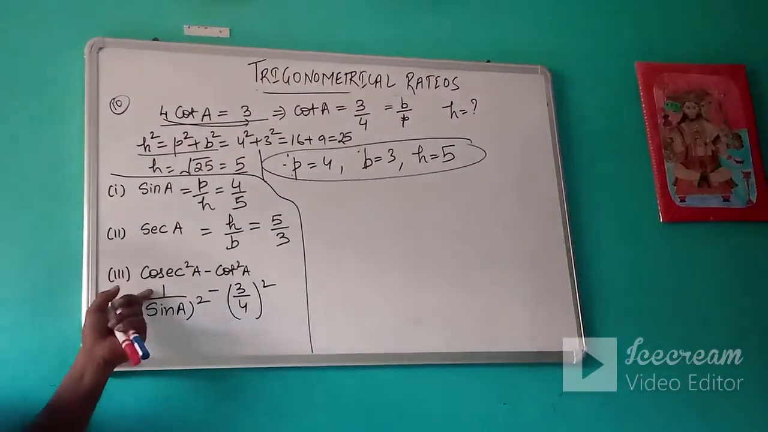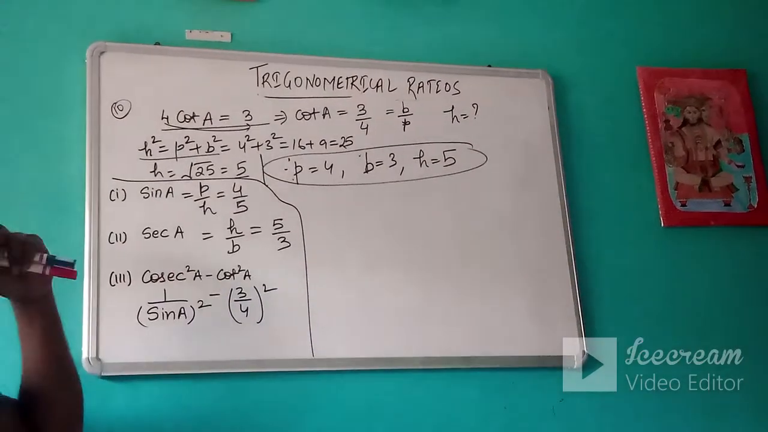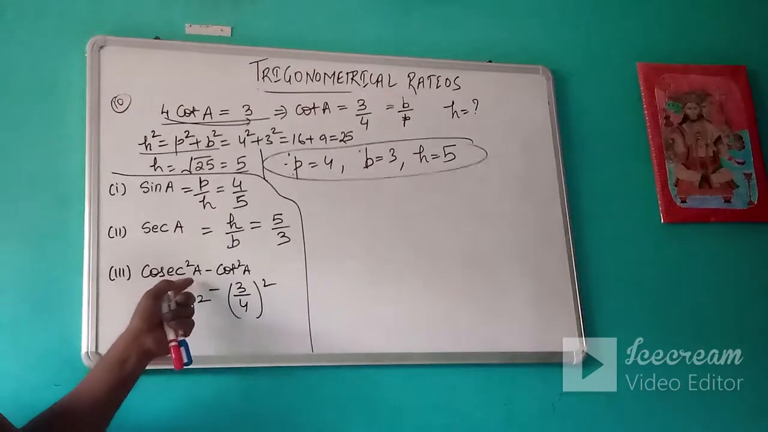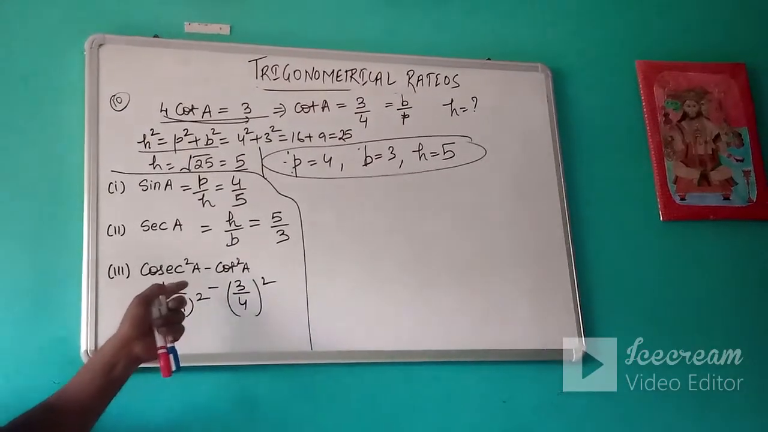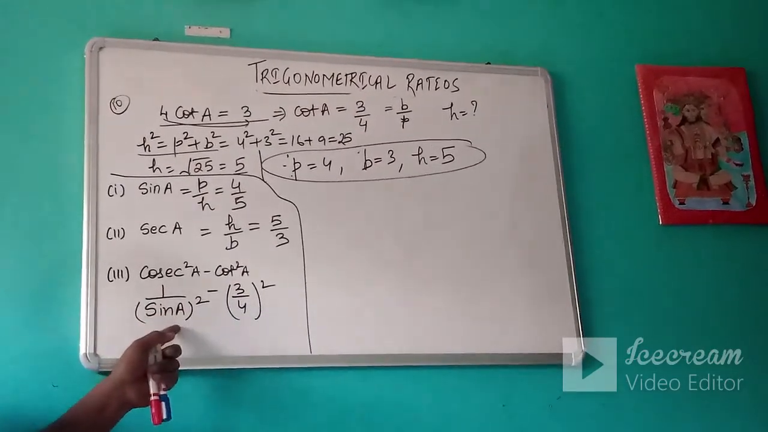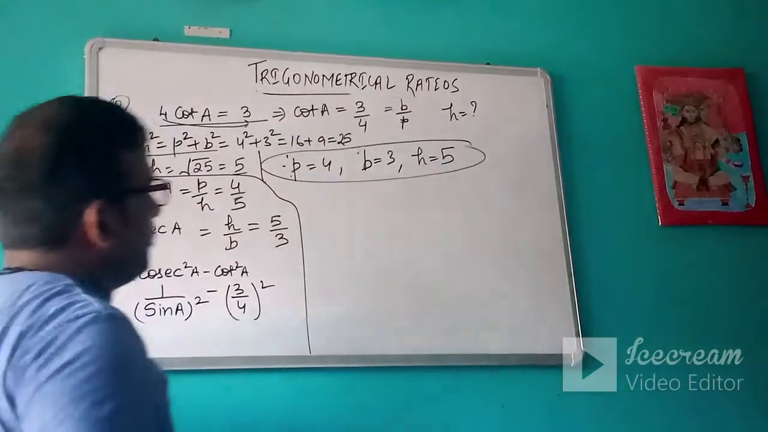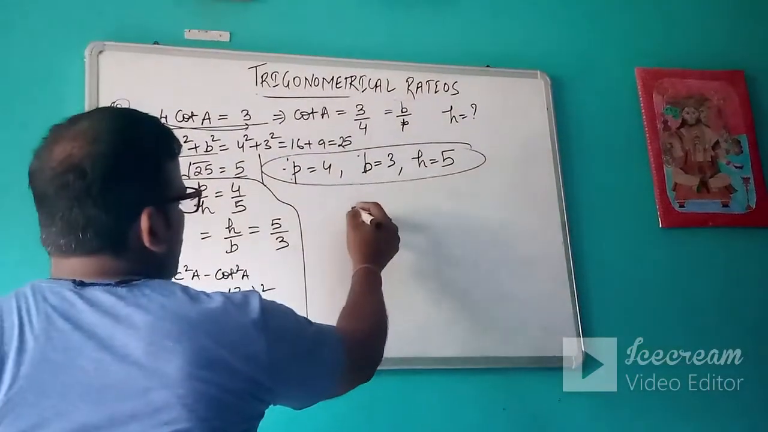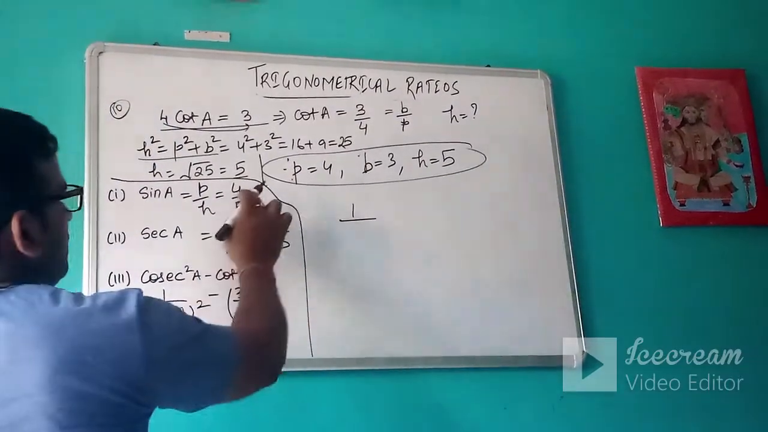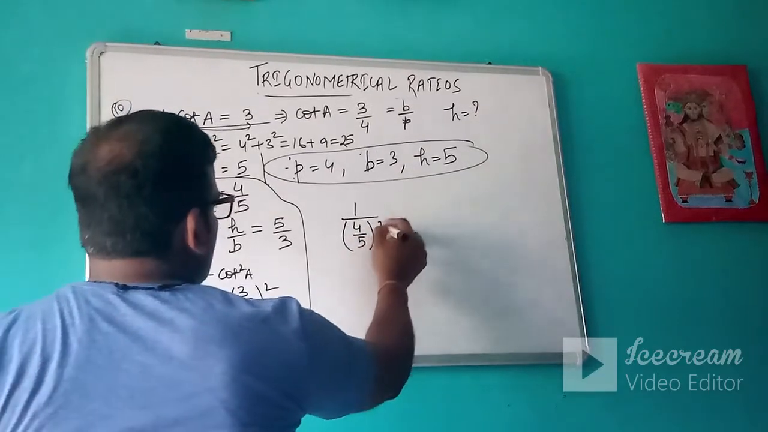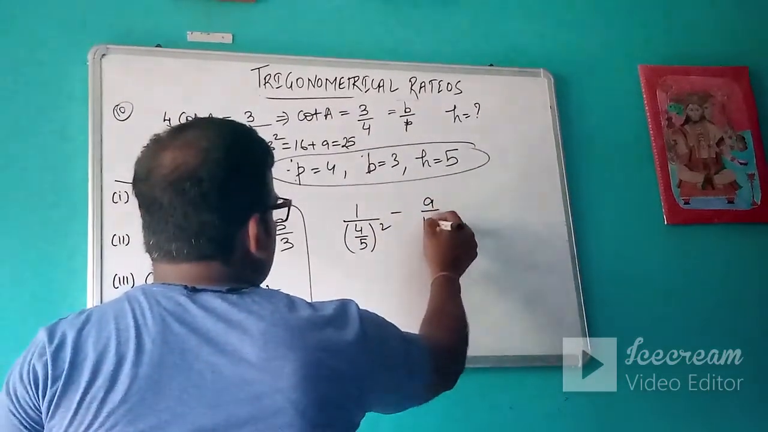The last expression is cosec square A minus cot square A. What I have told you is that cosec is actually the inverse, the reciprocal, of sine. So it is 1 upon sine A, whole square. And the cot value we already have, that is 3 upon 4. So we will put in the values. What was our sine? 4 upon 5. So it is 4 upon 5 whole square, minus 9 upon 16.